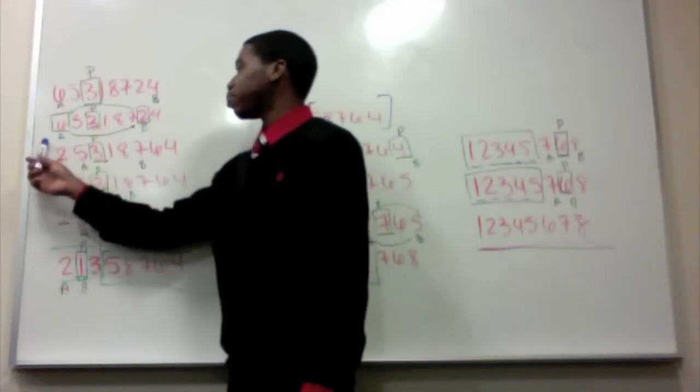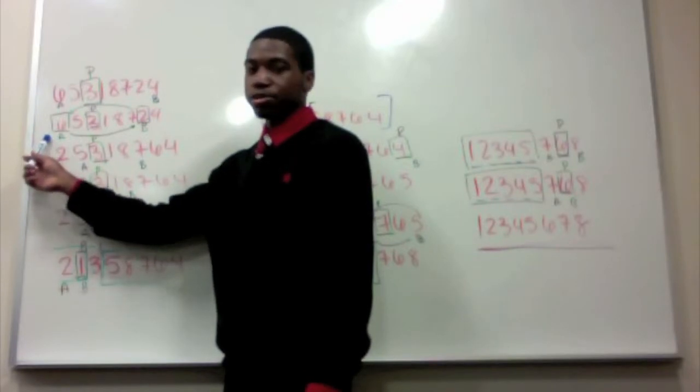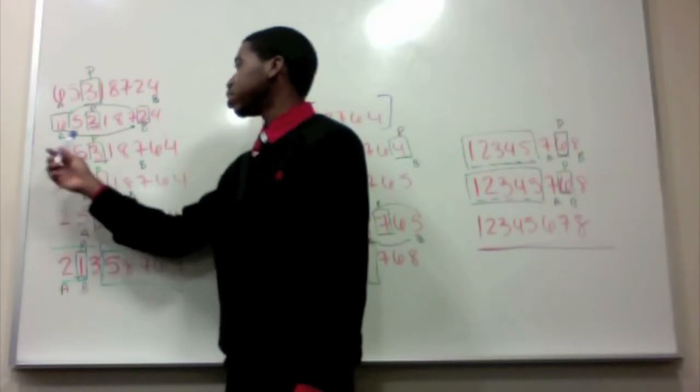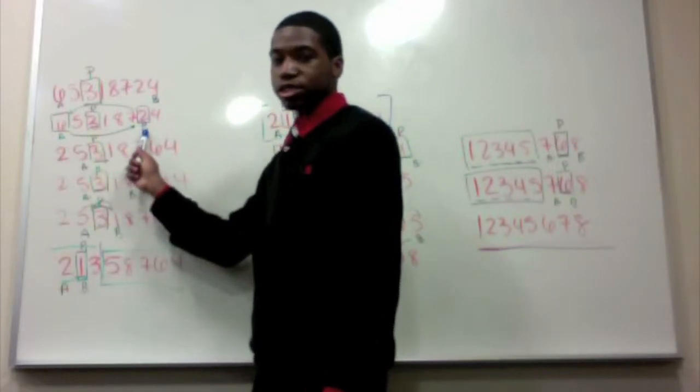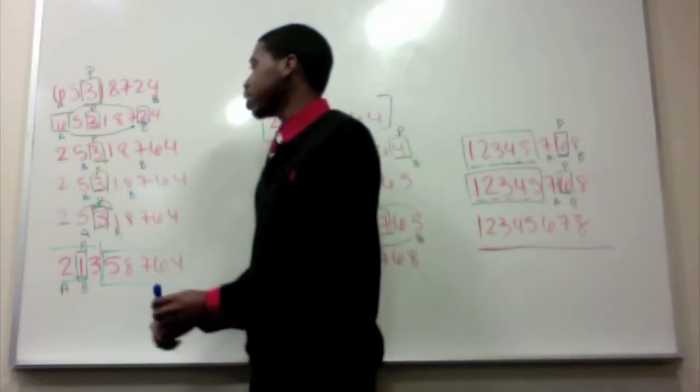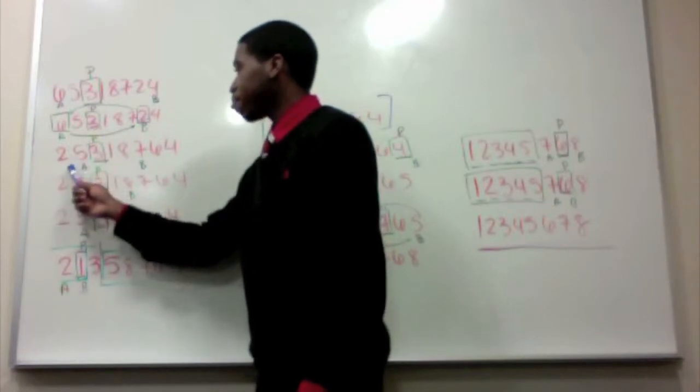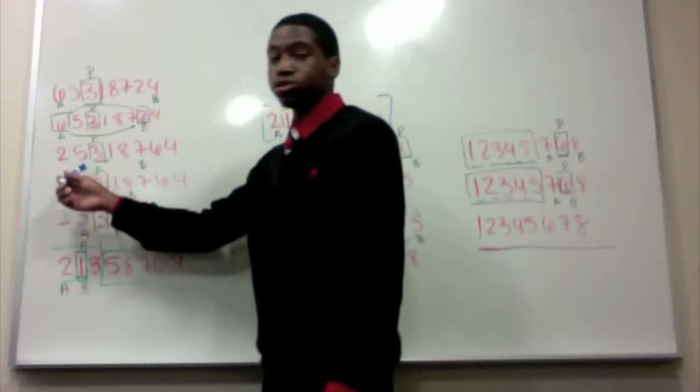Next, we check pointer A. Pointer A is set at number 6. The number 6 is greater than the number 3. So we swap 6 with pointer B, which is number 2. Next, we move A to the position closest to it, to the right.